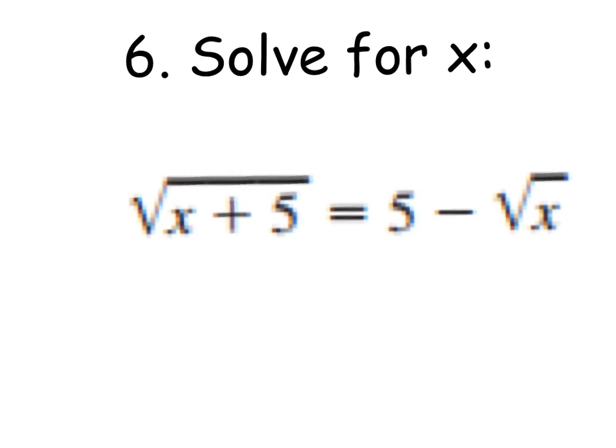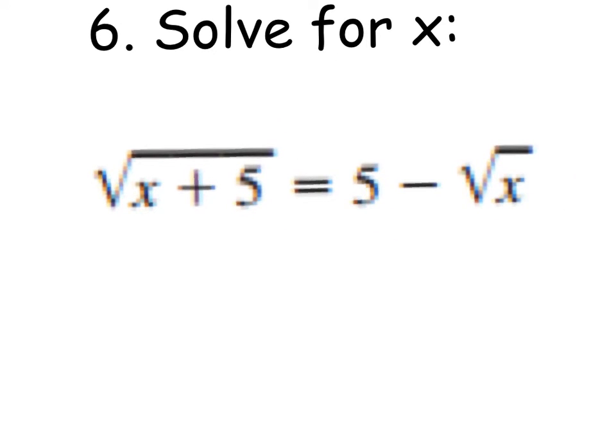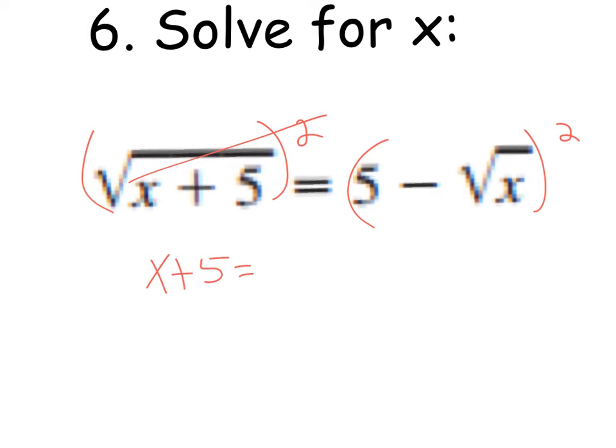Okay, number 6. This is a double radical question. First things first, you want to make sure that the radicals are separated on either side, and that is the case here. So since that's happening, all you have to do is square both sides to start. This will cancel out this radical, and you'll be left with x plus 5. And then over here, you have to do box method because it's a subtraction symbol.